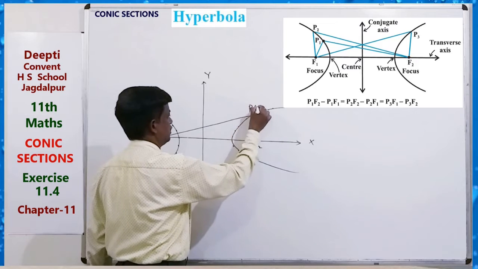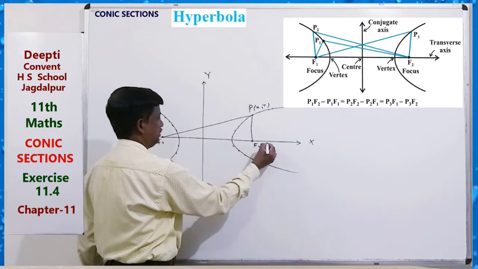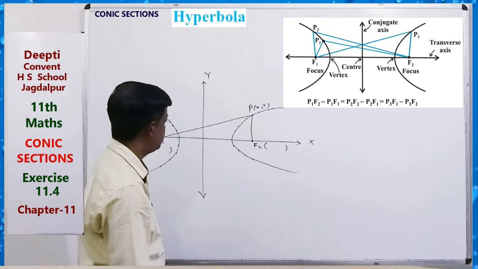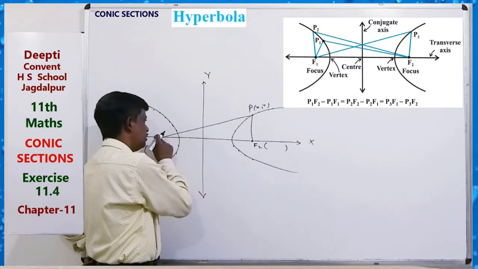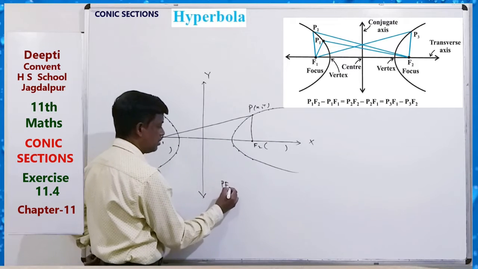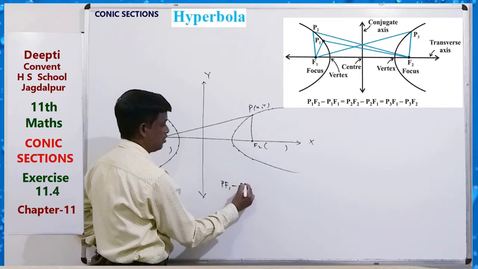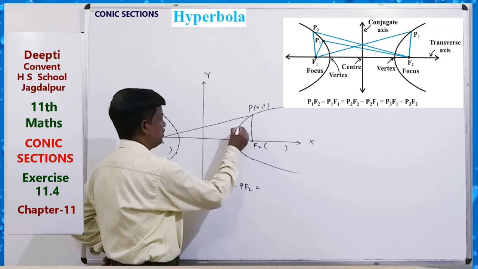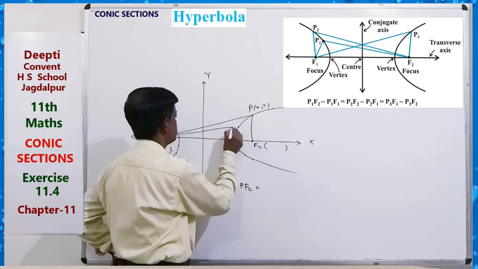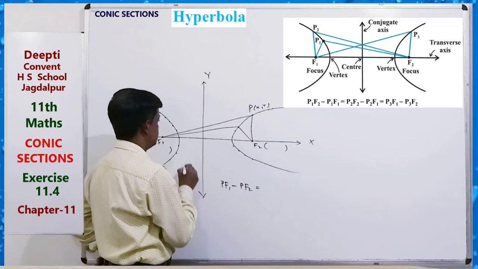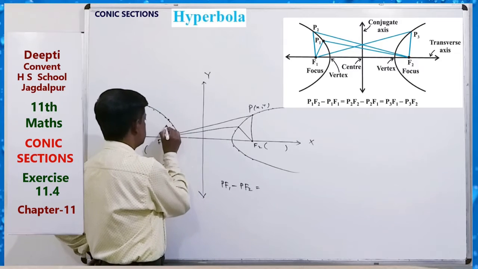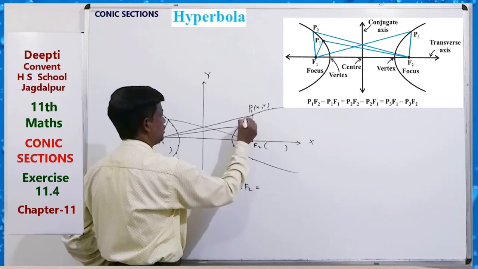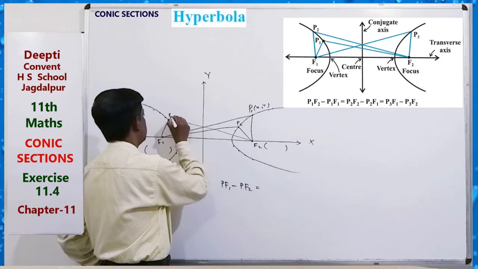Suppose this is P(x, y), a point, and these are the two fixed points. Then we can find the distance PF1 minus PF2. Similarly, if here is a point, then this is the distance and this is the distance. So this is P1, P2, P3 and so on.